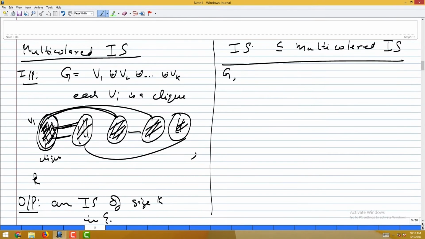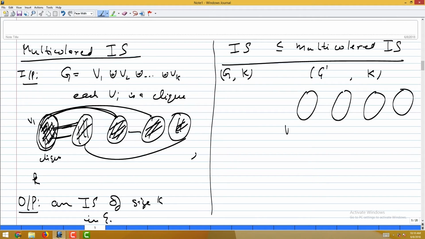So what is the reduction? Given an instance G, k of independent set, I'll create an instance G prime, k of multicolored independent set. And what will be this G prime? Note that I have to give you G prime in this format. I'll create k copies of the vertices of G first. So that will correspond to the k color classes.